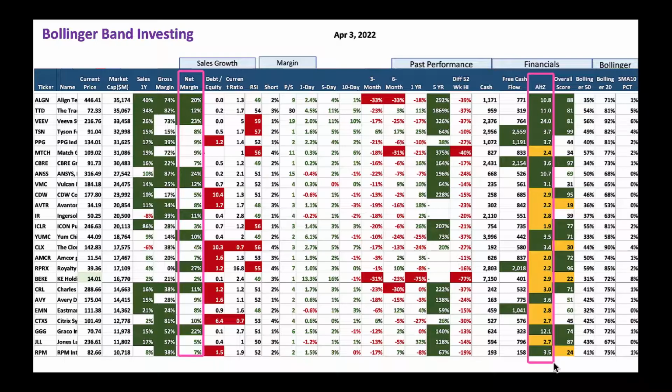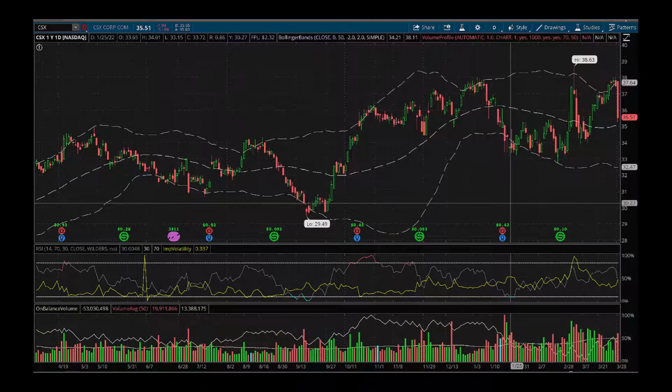So with that, what we'll do is we'll look at one or two charts to get the idea well understood and go from there. From a chart perspective, let's look at CSX. As many of you know, CSX is a railroad company. It's one of the good companies. I like this company. To illustrate this Bollinger Band here, look what's going on here.